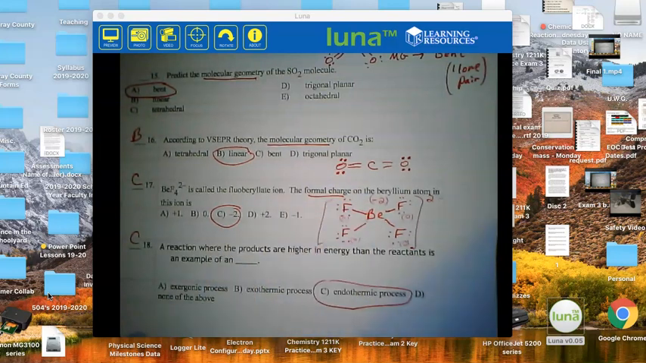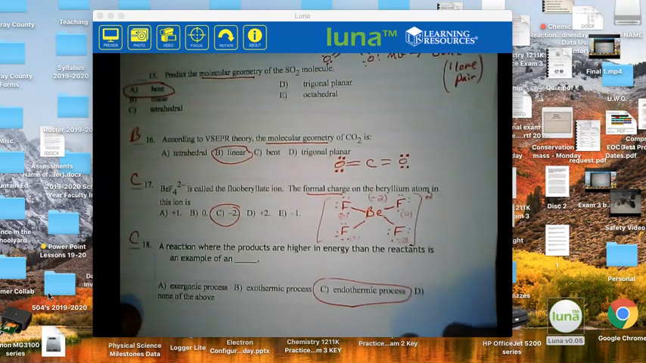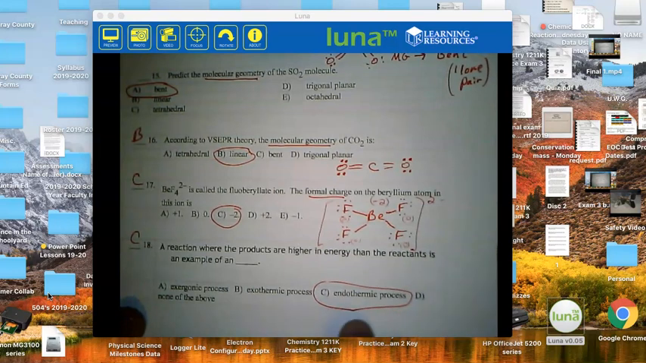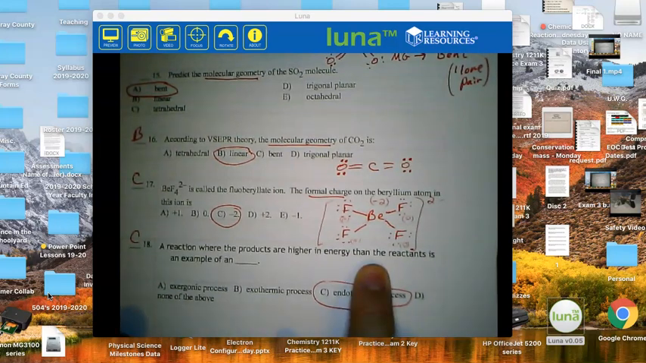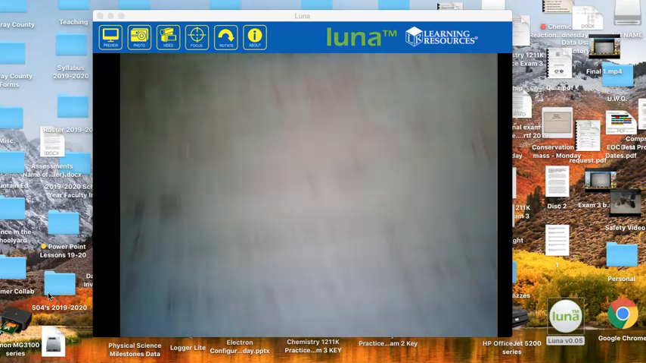Number 18, a reaction where the products are higher in energy than the reactants is an example of, we know when energy is higher after the reaction, we know energy has gone into the system, more energy has gone in than has left, and so that's an endothermic process.